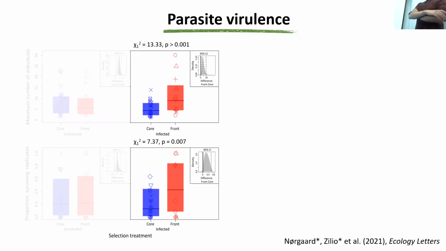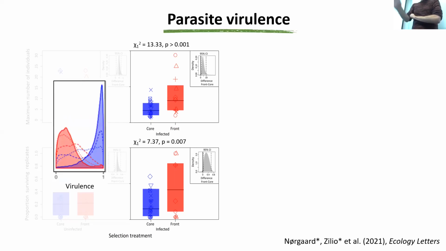However, when we look at infected individuals, which is what we're interested in, you can clearly see that the red one is above blue, also confirmed by our simple subtraction method. This means that the front produces a higher number of individuals and more replicates survive, meaning lower virulence. So basically the parasite is affecting the host less this time. And this was confirmed by our model prediction.